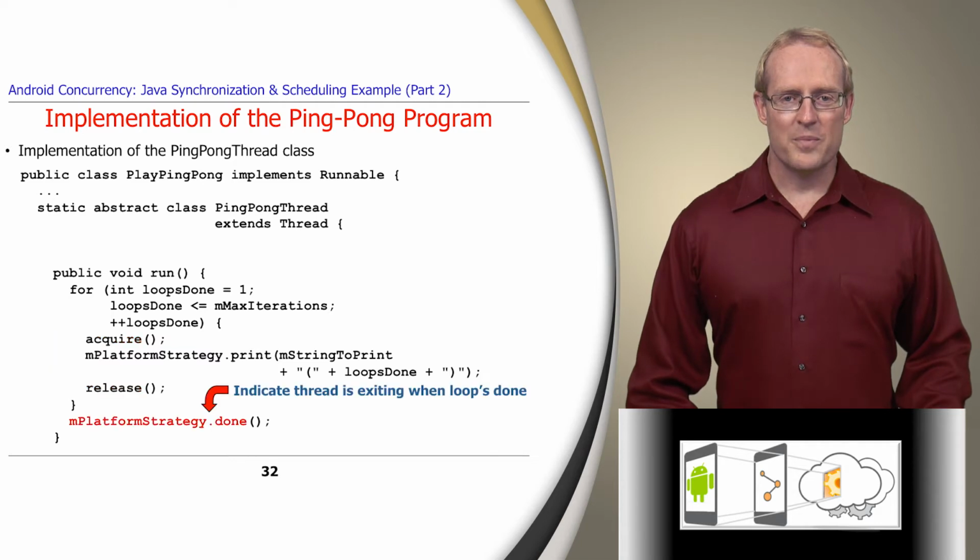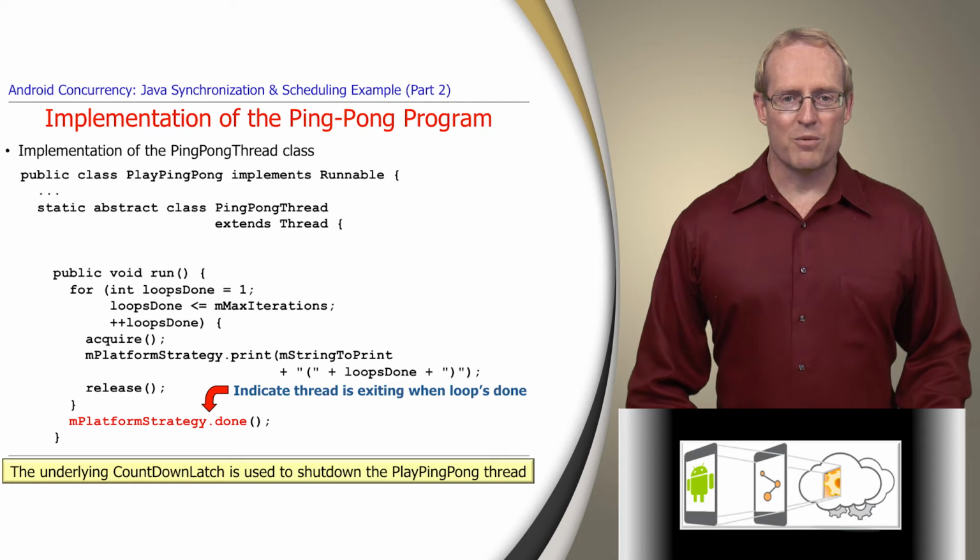When the loop exits, the platform strategy done method is called to indicate the thread has finished its processing, which decrements the countdown latch by 1. When all running ping-pong threads have returned, the countdown latch drops to 0, which informs the PlayPingPong object's thread to shut down, as shown later in this video.